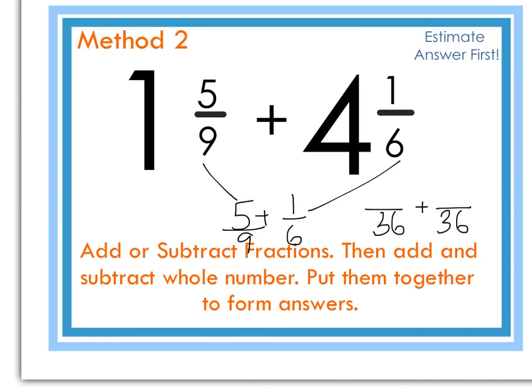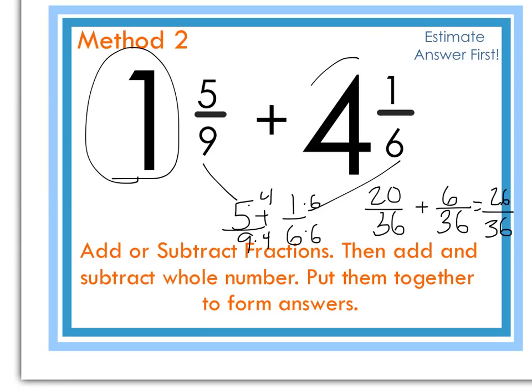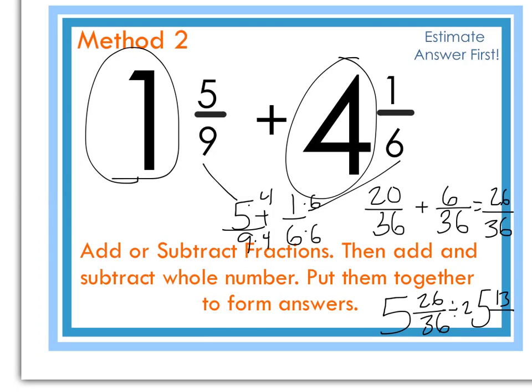So 36 means I multiply times 4. On my top, I get 20. For this one, I multiply times 6. On the top, I get 6 for a total of 26/36ths. Now I'll take my whole numbers, put those together. 4 plus 1 plus... 4, sorry, is 5, and 26/36. I'm almost done. All I need to do is simplify. So I'm going to divide by 2, and I get 5 and 13/18. That's in simplest form.